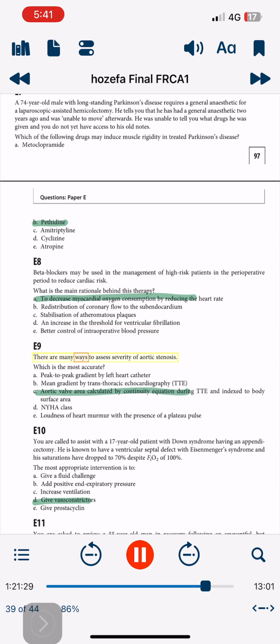E9. There are many ways to assess severity of aortic stenosis. B. Mean gradient. C. Aortic valve area calculated by continuity equation during TTE and indexed to body surface area. D.